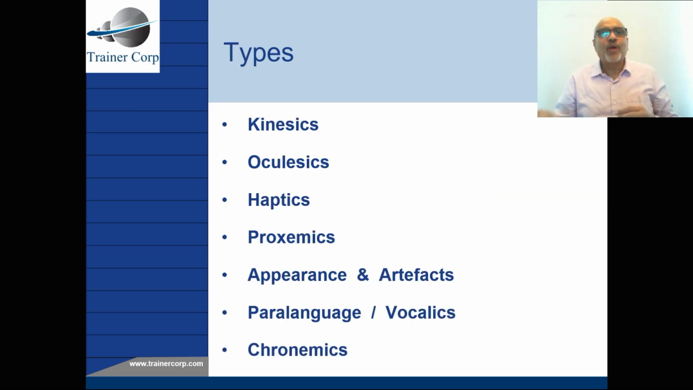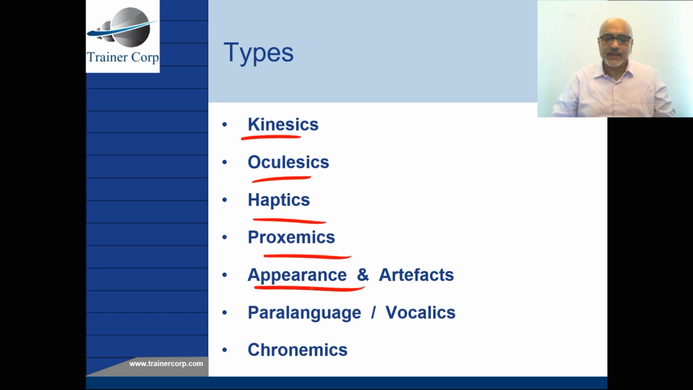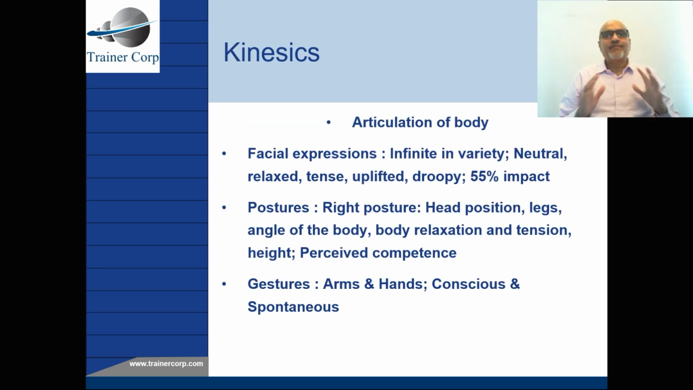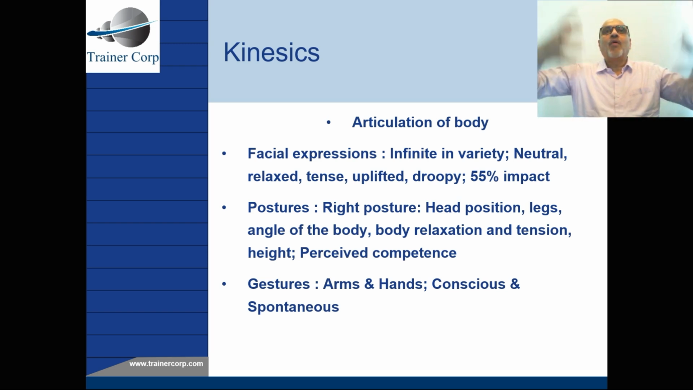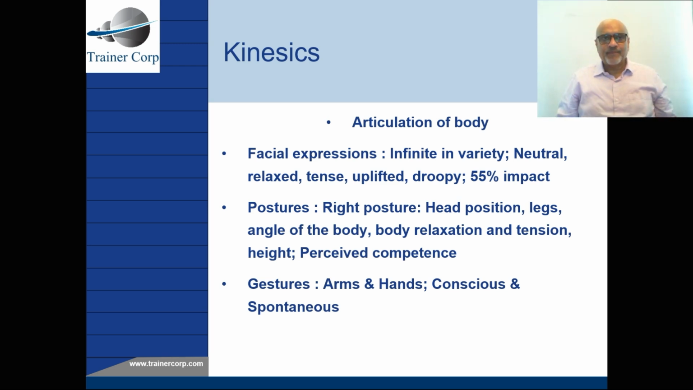Now, types of body language, of course, we'll look at each one of them, but it's like this: kinesics, oculesics, haptics, proxemics, appearance and artifacts, paralanguage, and chronemics. So, my dear friends, all articulation or expression through the human body is known as kinesics.